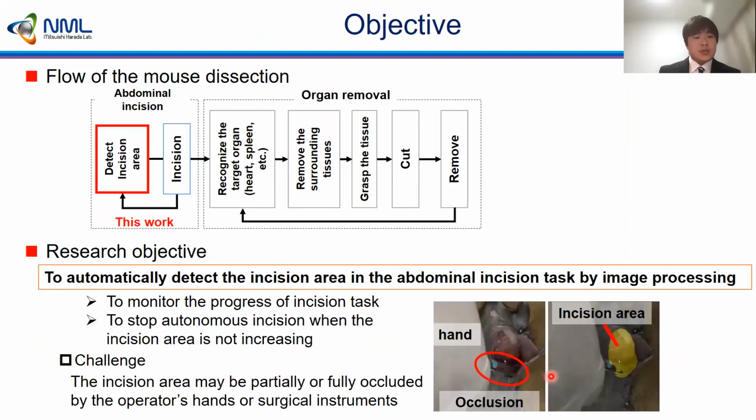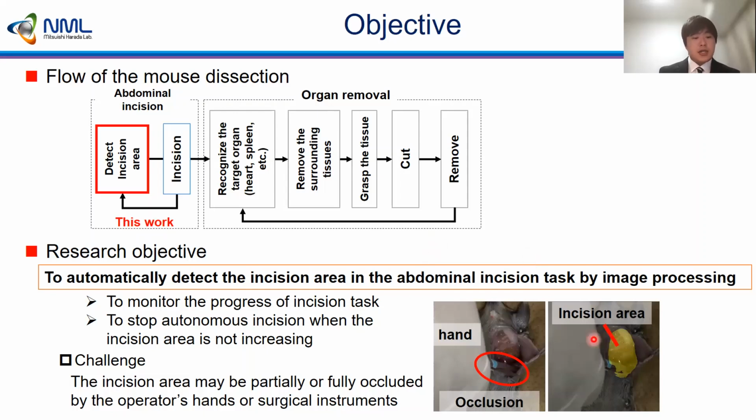This figure shows the flow of mass dissection. In this study, we focus on the abdominal incision task. The research objective is to automatically detect the incision area in the abdominal incision task by image processing. The incision area means the area already open during the incision task, the yellow part of this image.